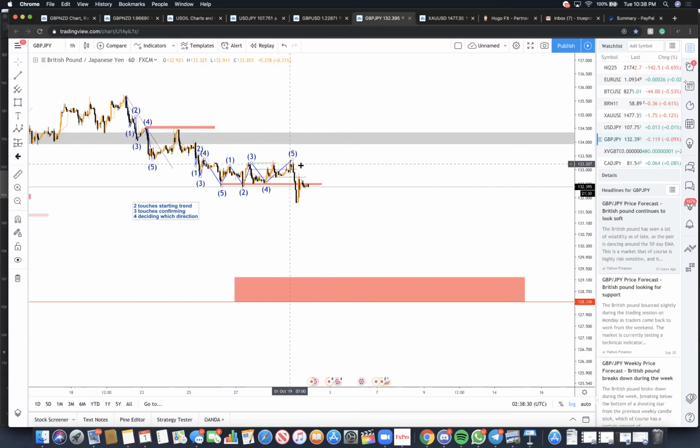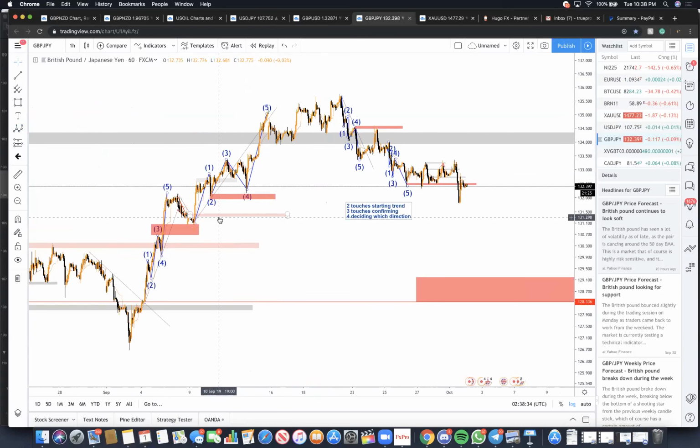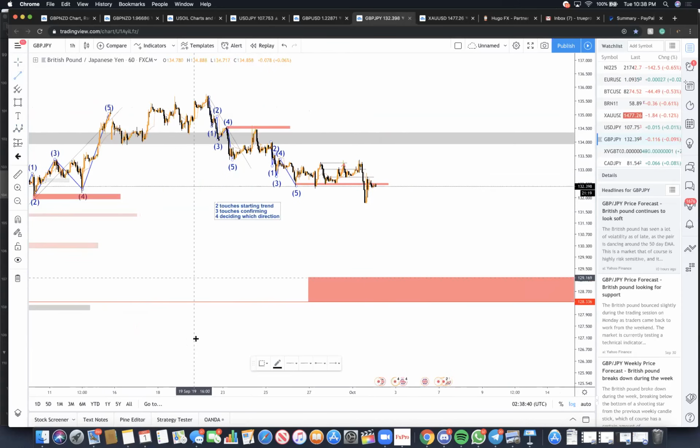So I want you guys to always remember, the important thing when using the Elliott wave is to understand where in the trend we're at. If the market has been trending upwards, let's actually use our whiteboard tool here.